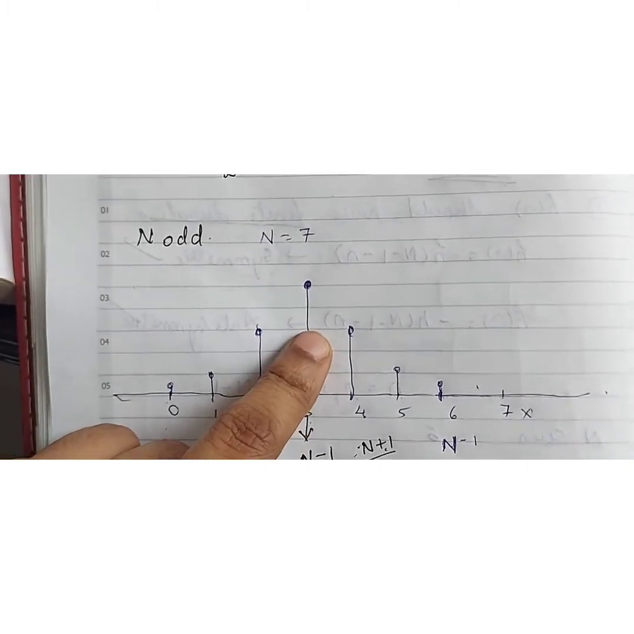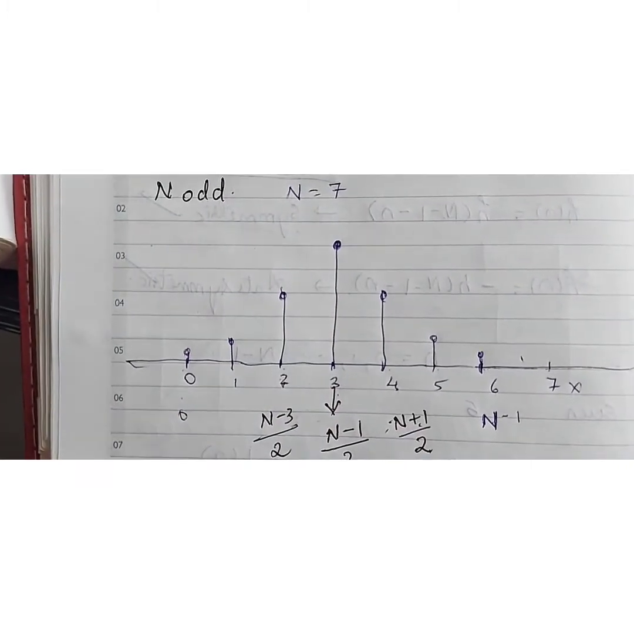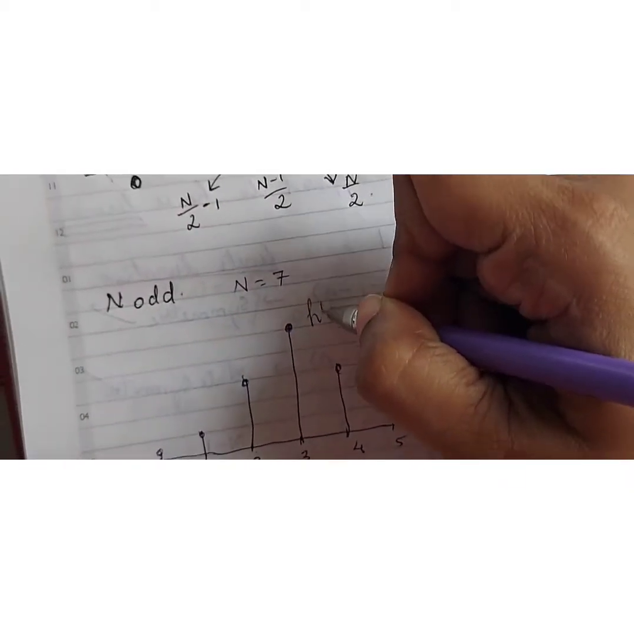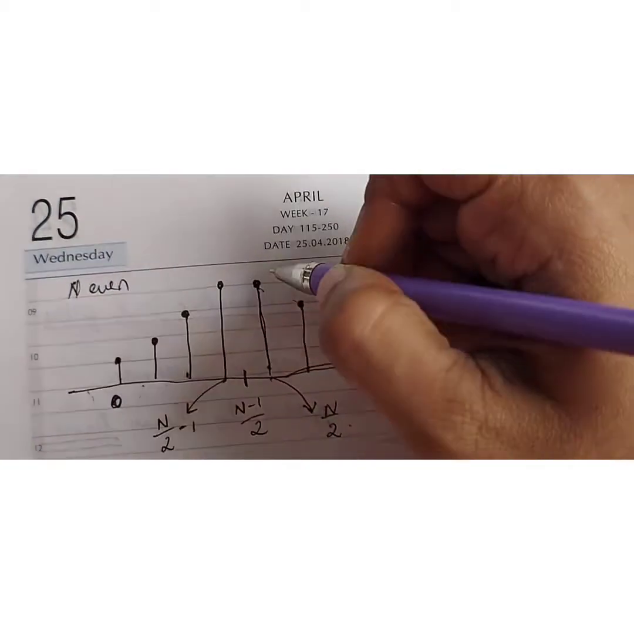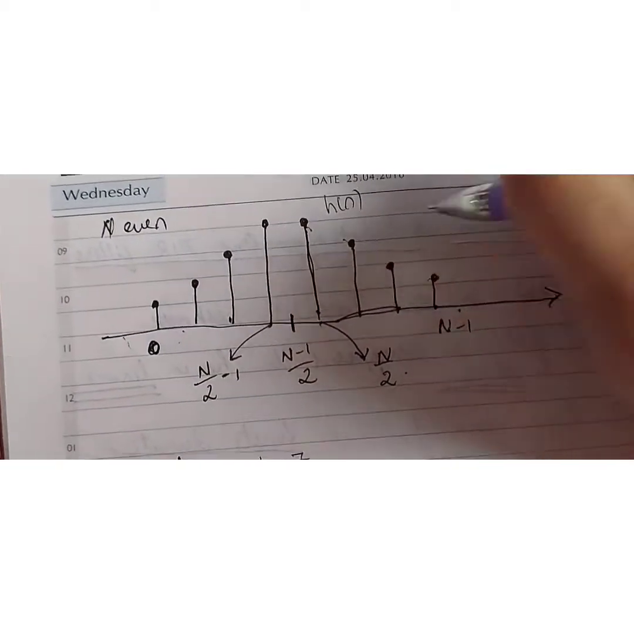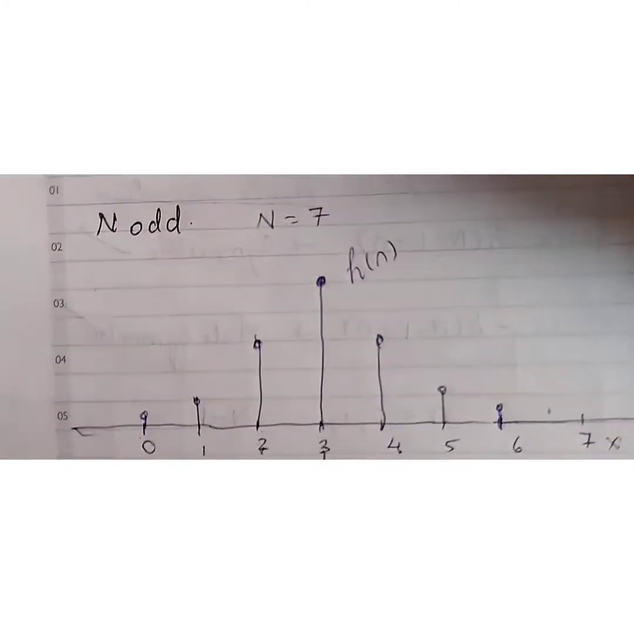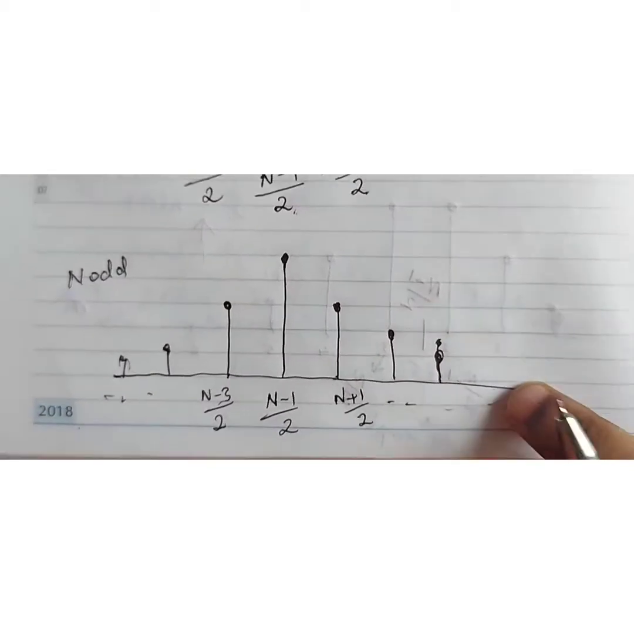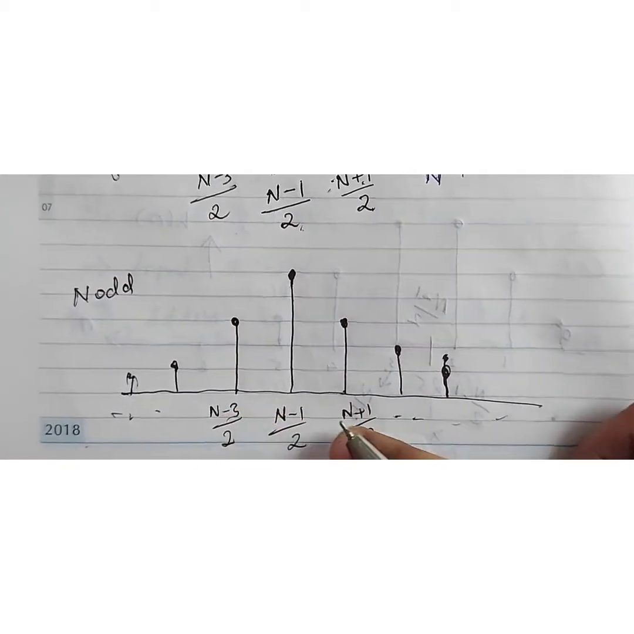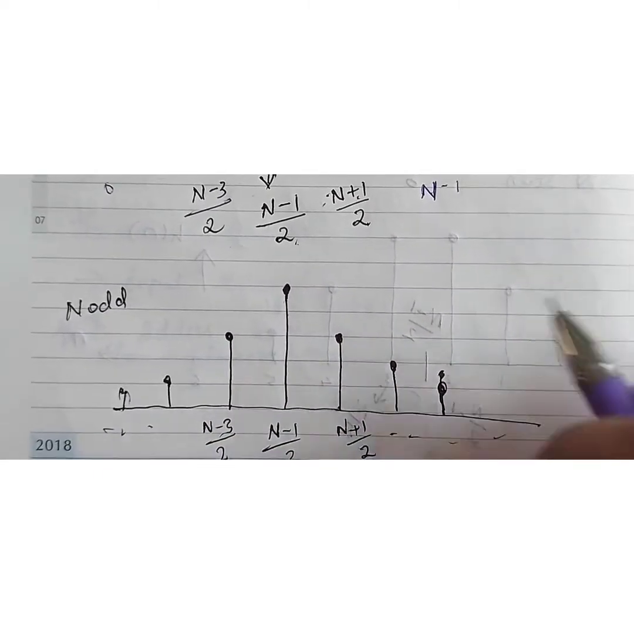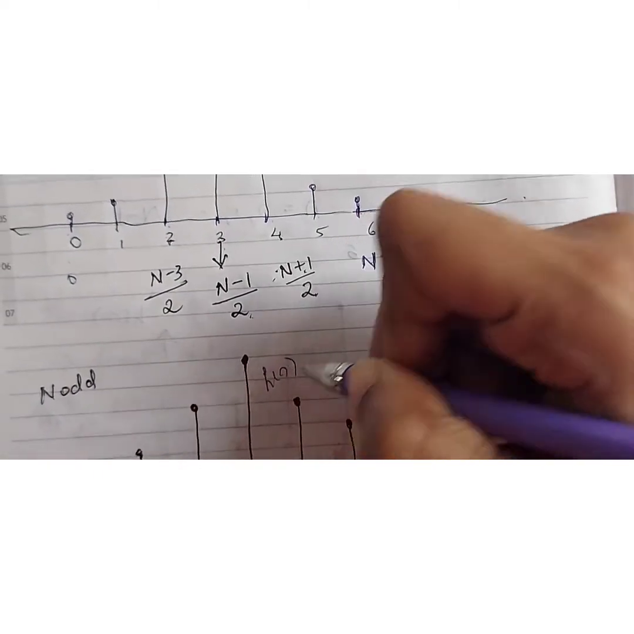For n equal to odd, this is how the symmetry looks, your h of n values. So all this is nothing but your h of n values, okay. This is h of n. This is also your h of n. This is for n even, n odd. In general you can write it this way, n odd, okay, (n minus 1) by 2, (n minus 3) by 2, (n plus 1) by 2 and so on are the index values. This is your h of n. This is all for symmetric.